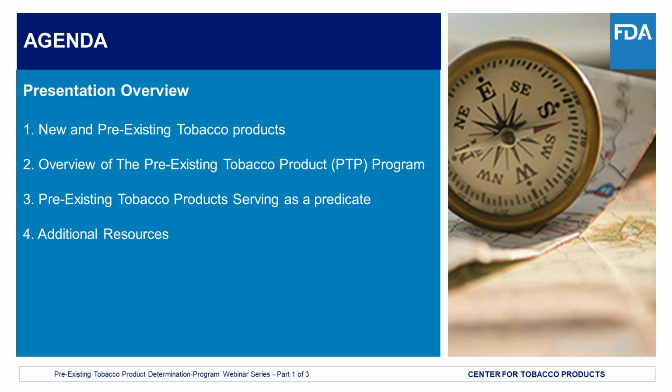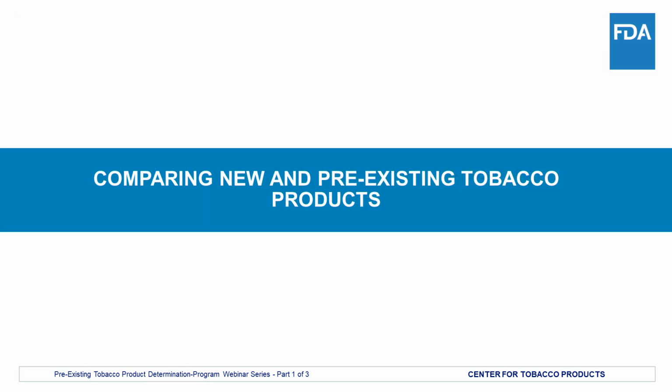At the end of the presentation, we provide a list of resources you can use to get more information on the topics we've discussed in this presentation, as well as tobacco products regulation more generally. We will now compare the differences between a new and pre-existing tobacco product.